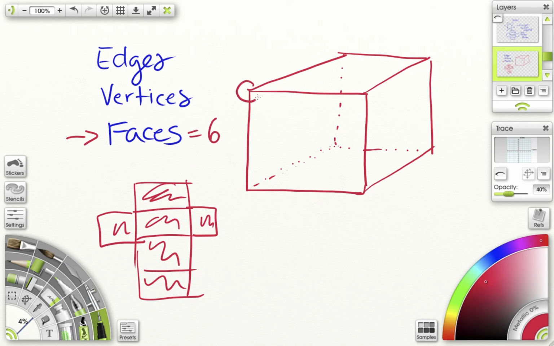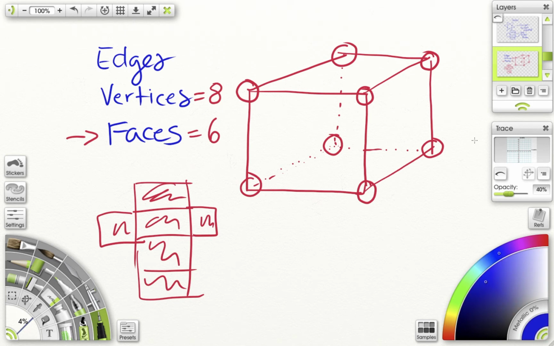Vertices are the corners. So those little corners that kind of stick out and poke you, those are vertices. So you can see all the vertices I circled. They're where lines meet. So think about where all the lines kind of meet. If I show you a 2D drawing of a cube, where all those lines meet are our vertices. How many vertices does a cube have? 1, 2, 3, 4, 5, 6, 7, and 8. It has 8 vertices.